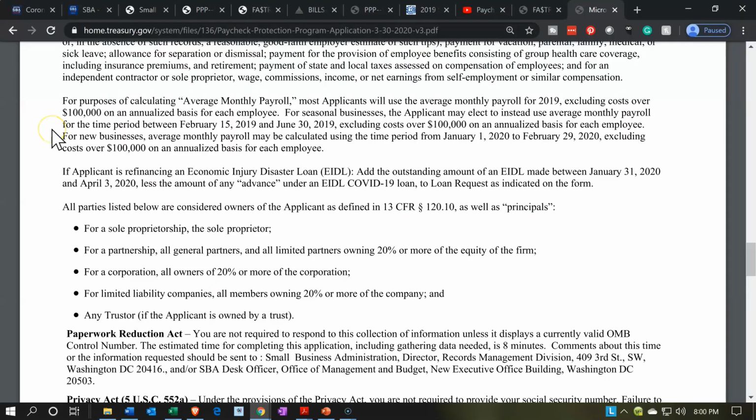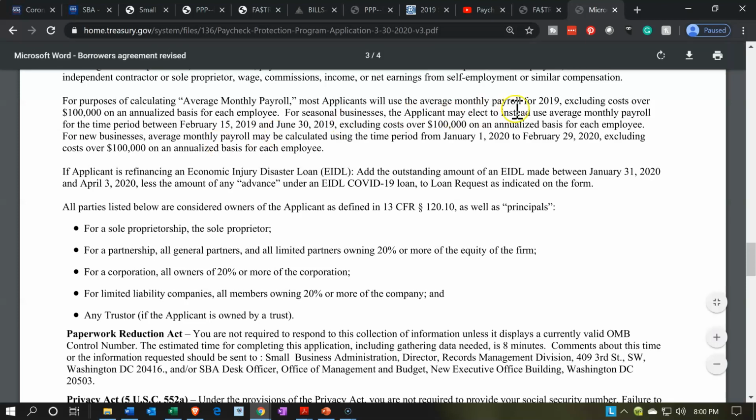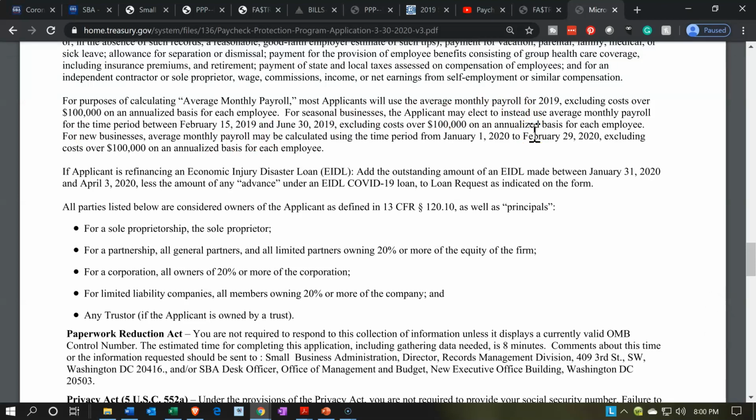However, if I jump back over here to the application, it says for purposes of calculating average monthly payroll, most applicants will use the average monthly payroll for 2019. So if I read this, I would think that 2019 is what we would be using, and not the last 12 months, which would include 2020. So maybe I'm missing the start date in the law, because it makes more sense to me to use 2019 numbers, because it would just be easier to know. You're more likely to have it.